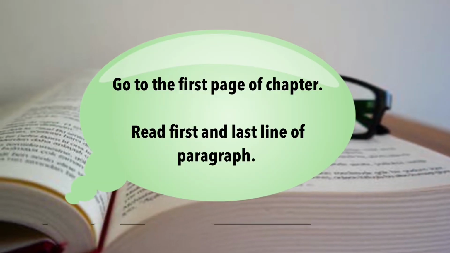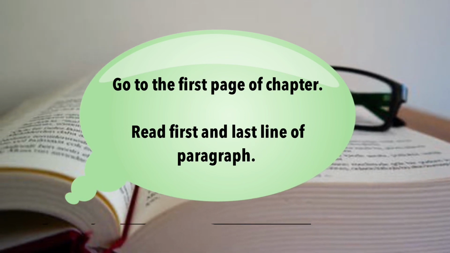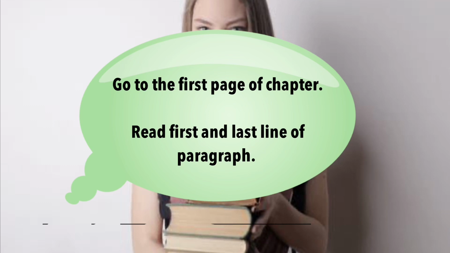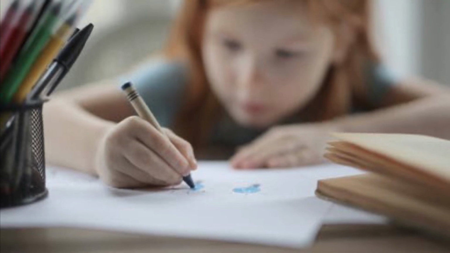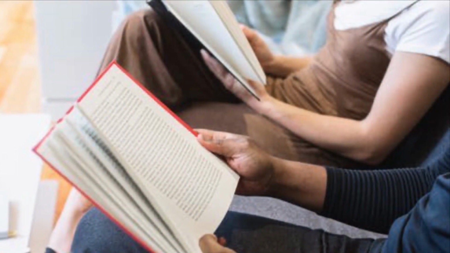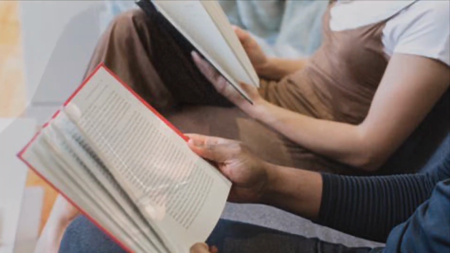Now since you have read the questions and everything, go to the first page of the chapter, start reading the first and the last line of the paragraph, not the whole paragraph, just the first and the last line of each paragraph. By doing this you can have small summaries of each paragraph, because generally what the authors do is they have a summary in one line at the end of every paragraph. Friends, once you have done this, you are 30% nearer to the completion of your chapter.